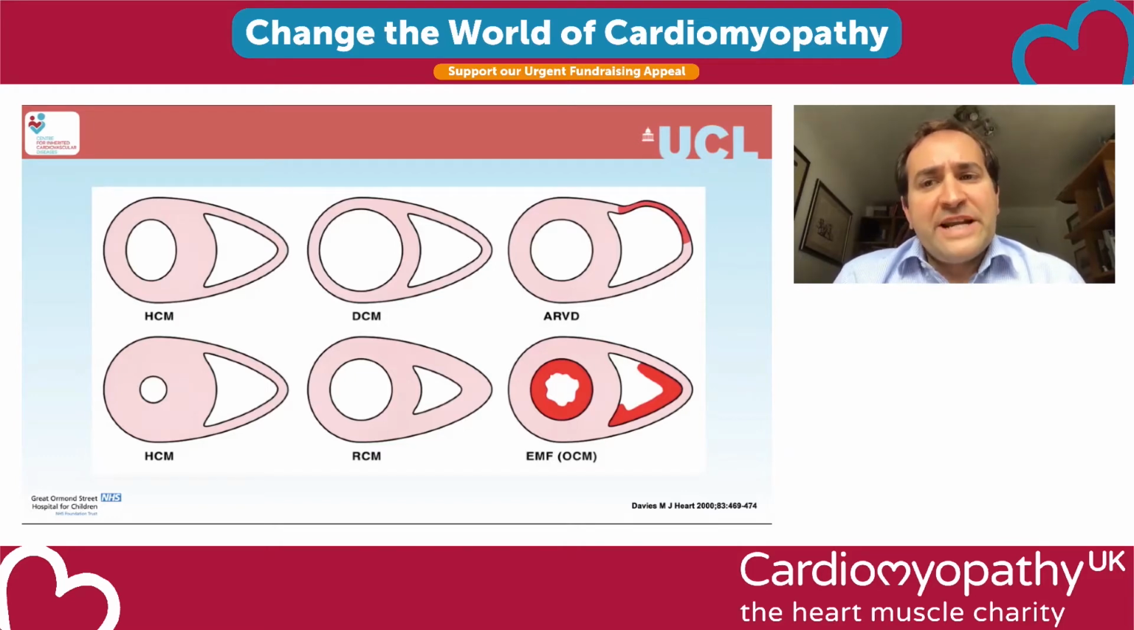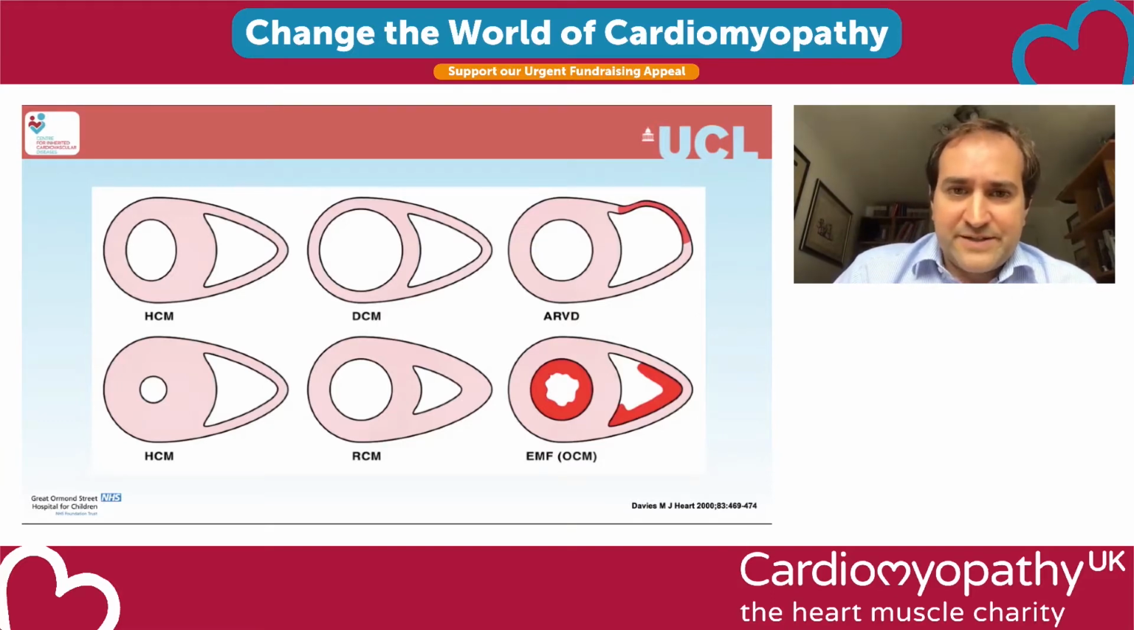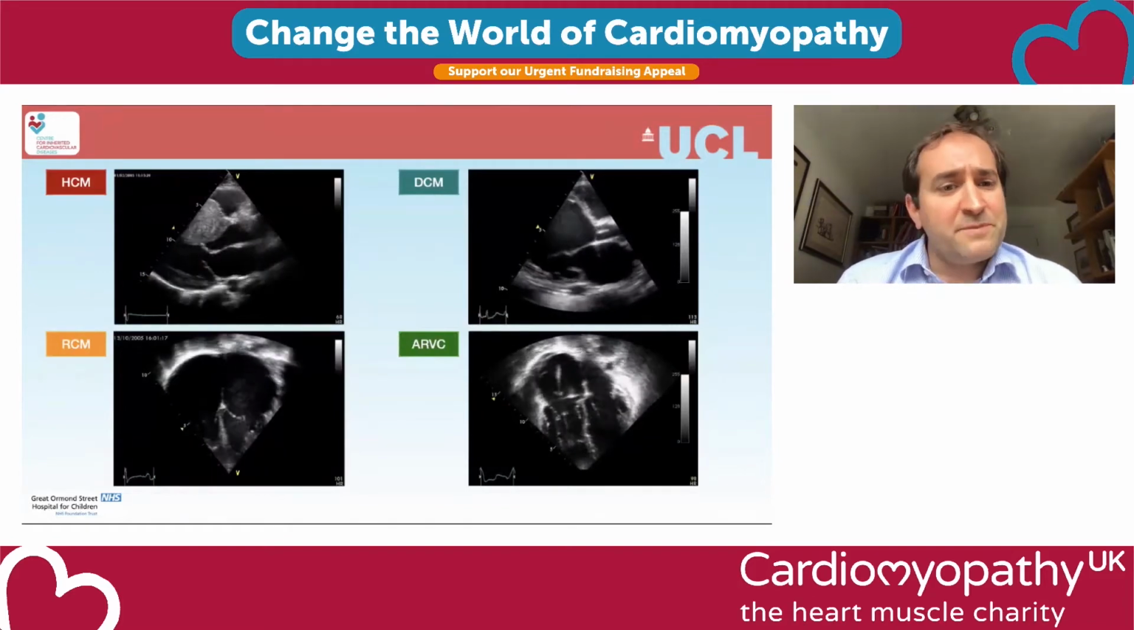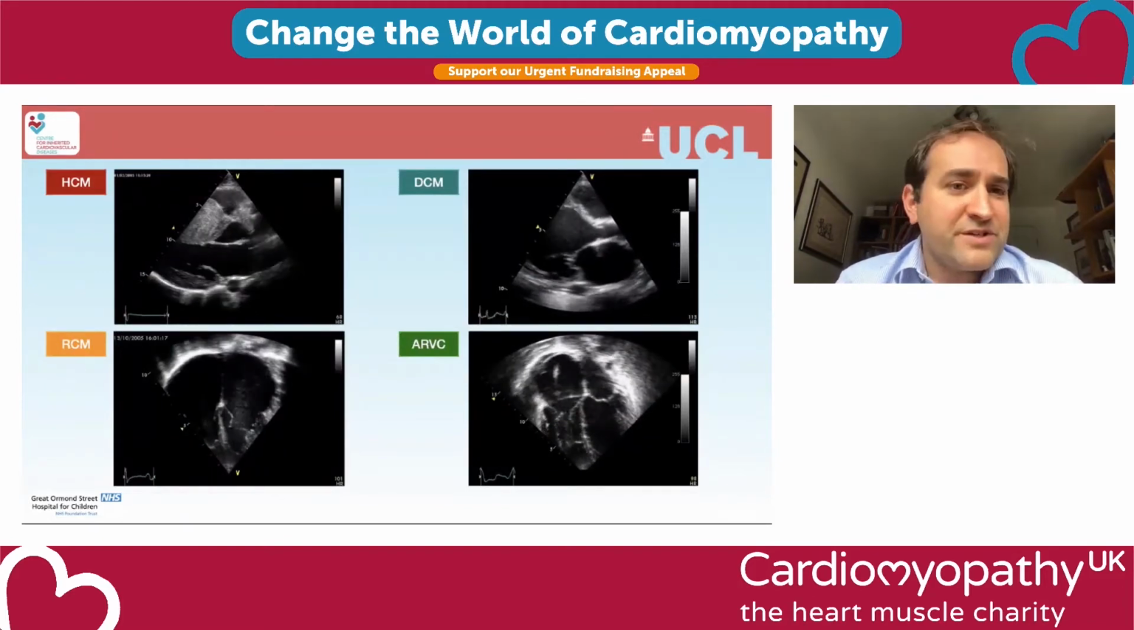We have arrhythmogenic cardiomyopathies, which can affect both the right and left sides of the heart and can be associated with abnormal heart rhythms or arrhythmias. And there are a number of other cardiomyopathy subtypes that we recognize. And this is how these subtypes look on echo, which is an ultrasound scan of the heart.